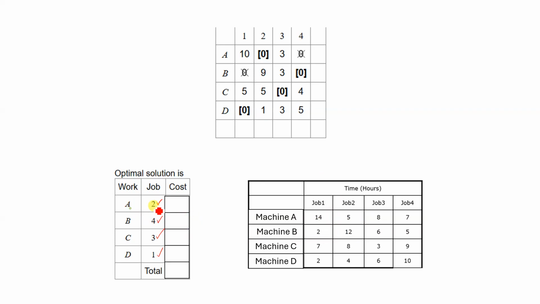Now, in order to find the minimal cost of the optimal solution, we have to look into this matrix. If machine A completes job 2, its cost is 5, right? And if machine B completes job 4, the cost is again 5. Machine C completes job 3, its cost is 3. And machine D completes job 1, so the cost is 2. So the total cost would be 15. So this is the optimal solution.